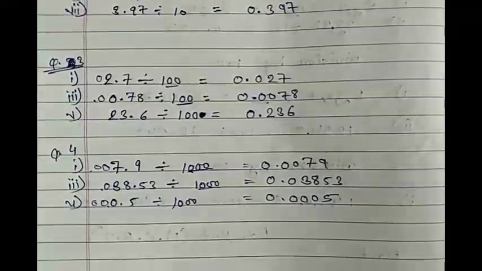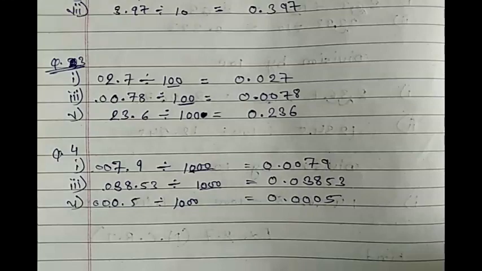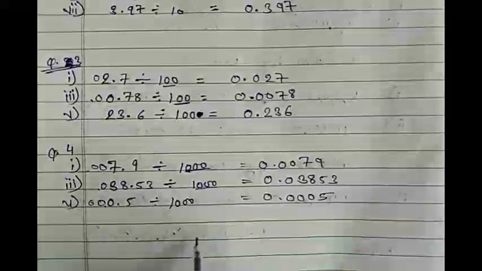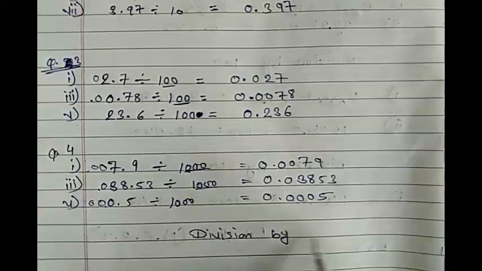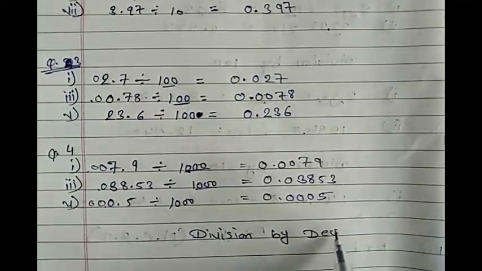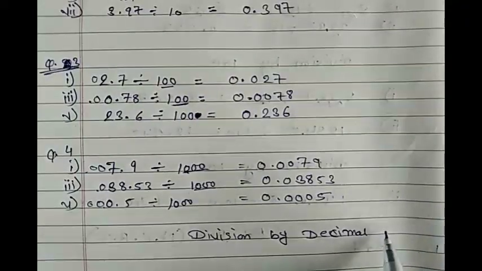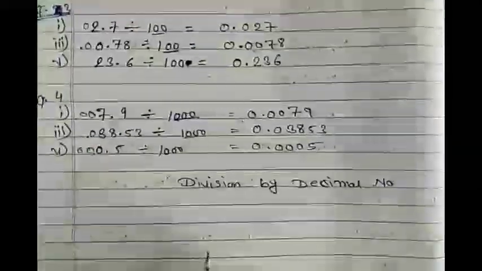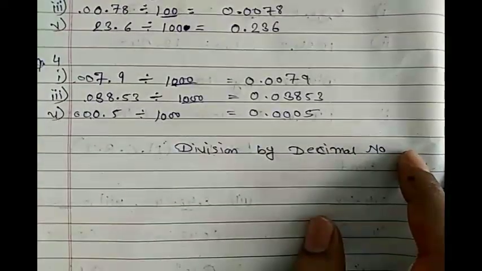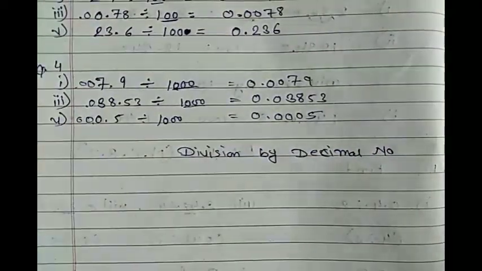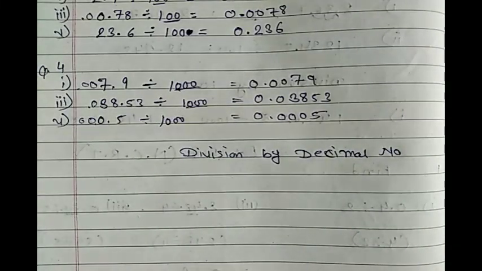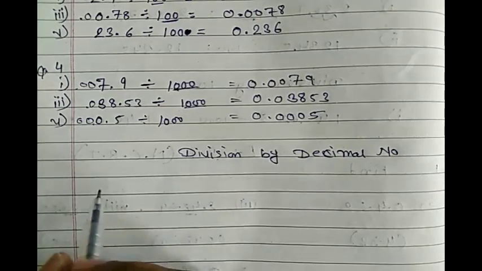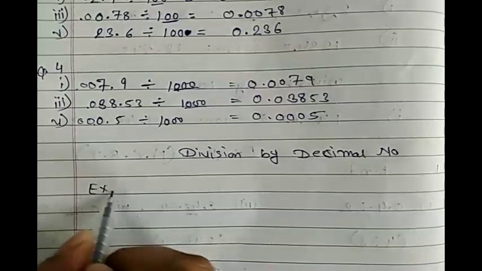Now the most important part of the chapter, division by a decimal number. In all previous questions, the divisor is always a whole number, but what happens when we have to divide a number by a decimal number? Let's see an example. Example number 1.